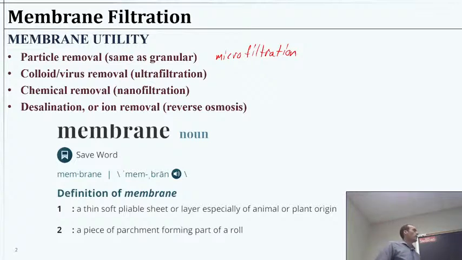Now, the definition of a membrane itself from the dictionary would be a thin, soft, pliable sheet or layer, often referring to some plant or animal origin. So there's a lot of biological materials that act as membranes. Another way to describe it would be a piece of parchment forming part of a roll. So those are our definitions for a membrane, and we'll take a look at this, the way that pieces of paper can give you a good picture of that.